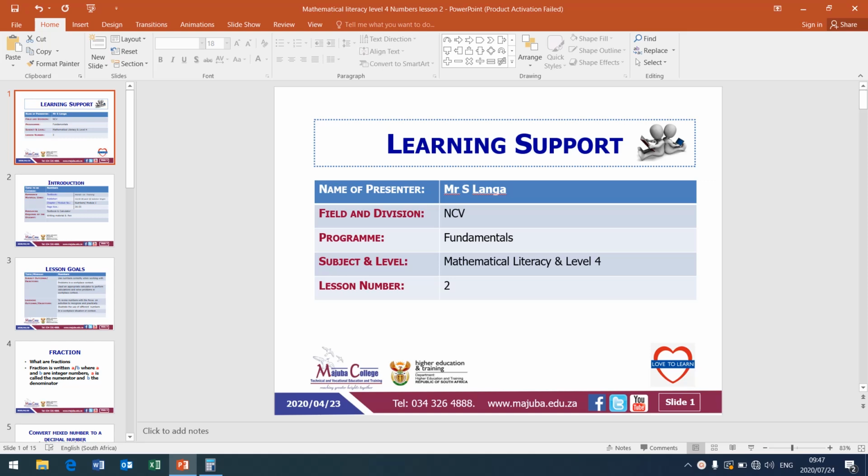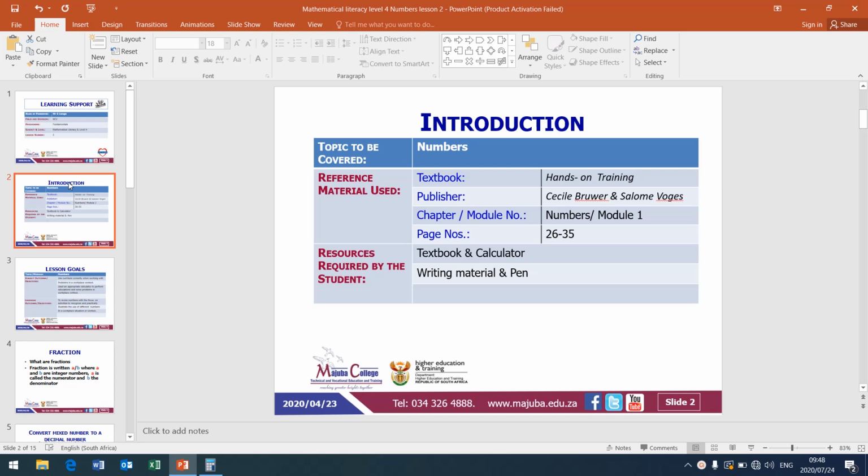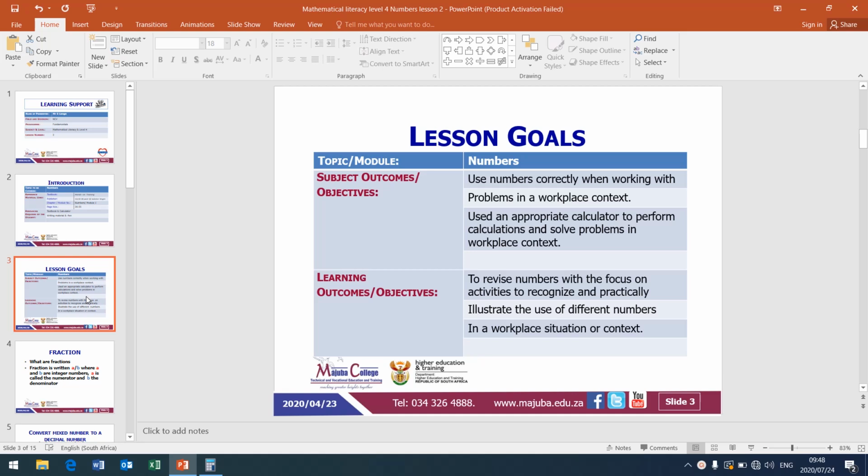Today we're going to do mathematical literacy, topic number 1. It will be our lesson number 2. Our topic is numbers. I hope that you have your textbook, your calculator, your writing material and a pen. Your textbook, it's hands-on training. We will cover from page 26 to 35. These are our lesson goals.